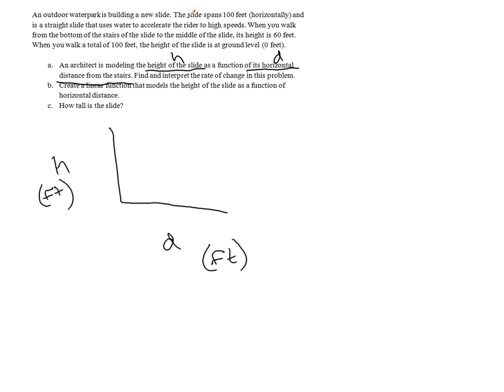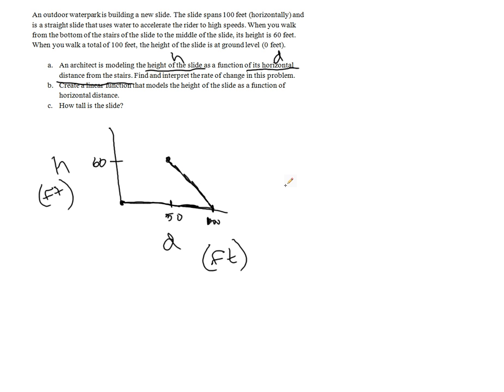What we do know is that the slide spans 100 feet horizontally. So from the stairs, if you walked over basically beside the slide itself, you'd walk over 100 feet before the slide ends. When you walk from the bottom of the stairs of the slide to the middle of the slide, its height is 60 feet. So if I walk over to the middle of the slide, which is 50 feet, because that's halfway between 0 and 100, then I get a height of 60 feet. When you walk a total of 100 feet, the height of the slide is at ground level, 0 feet. So that means it's at 0 feet right there.